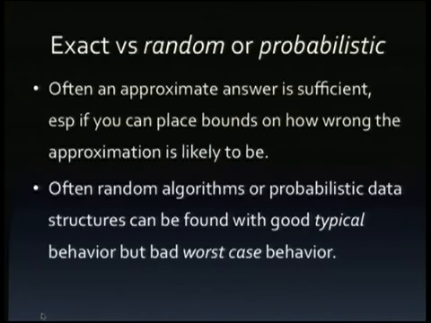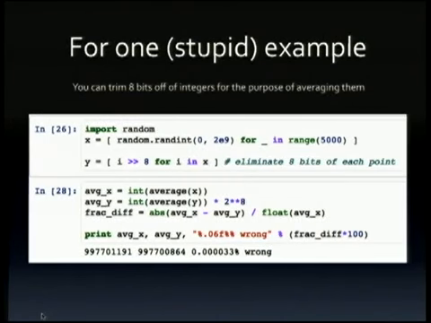What you'll see today is that often random algorithms or probabilistic data structures can be found that have good typical behavior. In general, most data is not going to give you worst case behavior on these data sets and data structures, but they may have extremely bad worst case behavior. So computer scientists have only started to embrace them as the data sets have gotten extremely large. Right, so here's the stupid example.